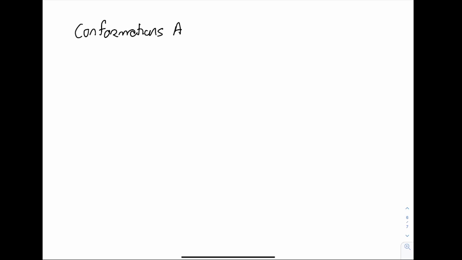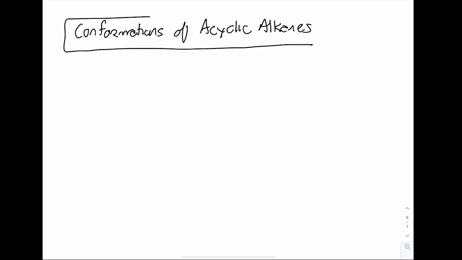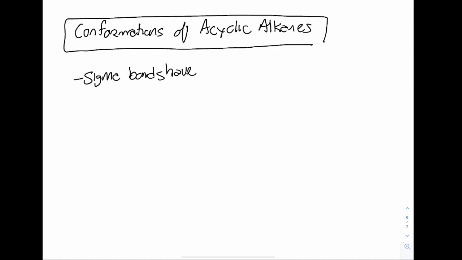So conformations of acyclic, meaning that it's not cyclic, alkanes. So straight chain alkanes are acyclic. So sigma bonds have free rotation about them. So I can take a sigma bond and rotate it. So there's no barrier to that rotation, right?